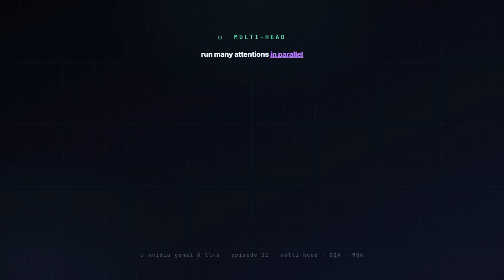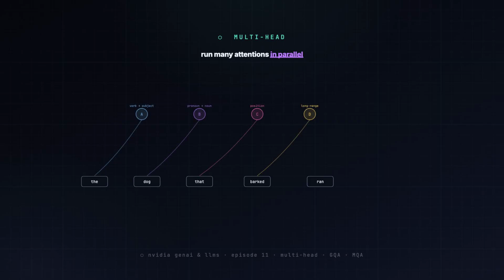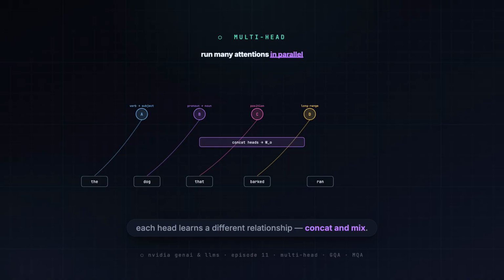Multi-head is exactly what it sounds like. Instead of one attention, slice the vector into, say, 32 pieces and run 32 attentions in parallel, each with its own query, key and value projections. Each head can specialize: one tracks grammar, one tracks long-range references, one tracks position. Then you concatenate all their outputs and mix them with one more projection, many eyes on the same sentence.